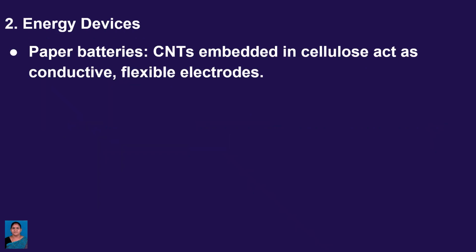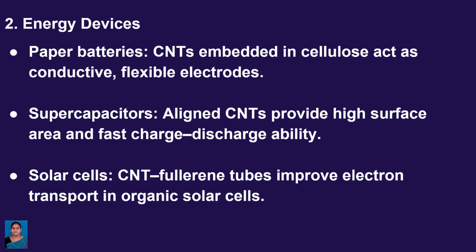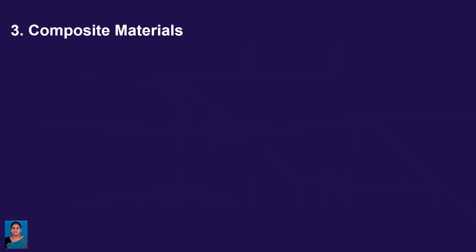Energy devices. Paper batteries: CNTs embedded in cellulose act as conductive flexible electrodes. Supercapacitors: aligned CNTs provide high surface area and fast charge-discharge ability. Solar cells: CNT-fullerene tubes improve electron transport in organic solar cells.